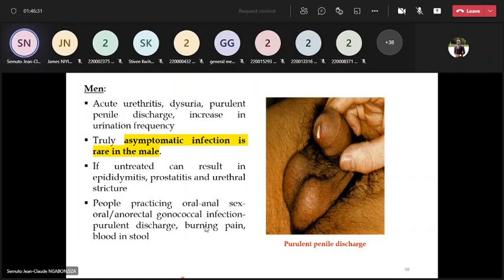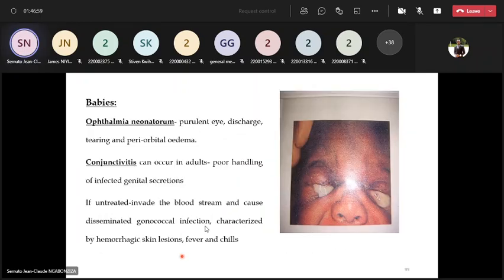And people practicing oral or anal sex can get oral or anorectal gonococcal infection. It can cause problems in the oral cavity and in the rectum, leading to purulent discharge, burning pain, sometimes blood in stool.